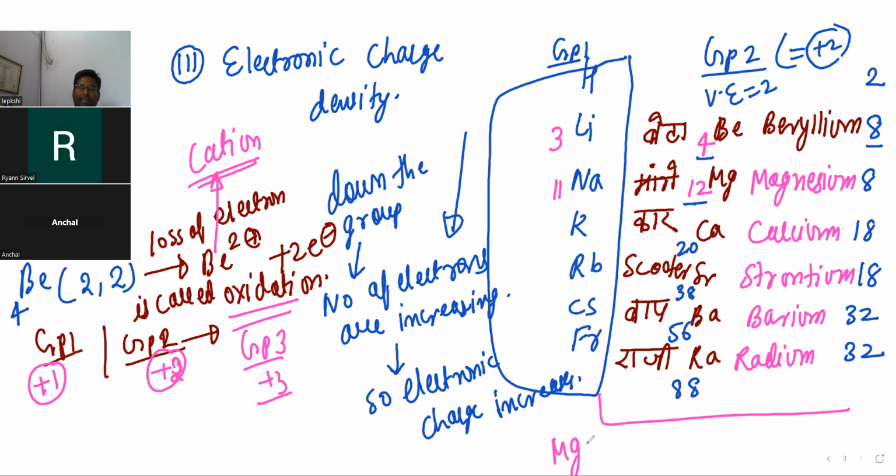Like magnesium I am taking, it has atomic number 12. So the electronic distribution is 2, 8, 2. So it will lose the electrons, Mg2+, and 2 electrons will be coming out. So you can see here, all of group 2 will show the +2 oxidation state. Understood?